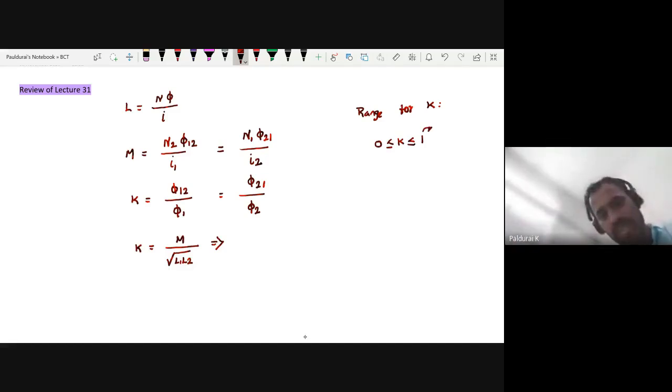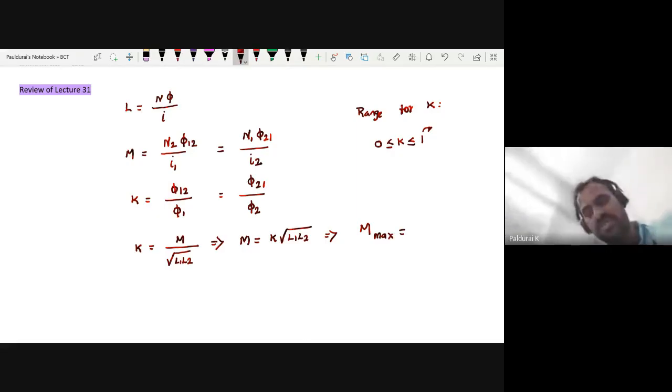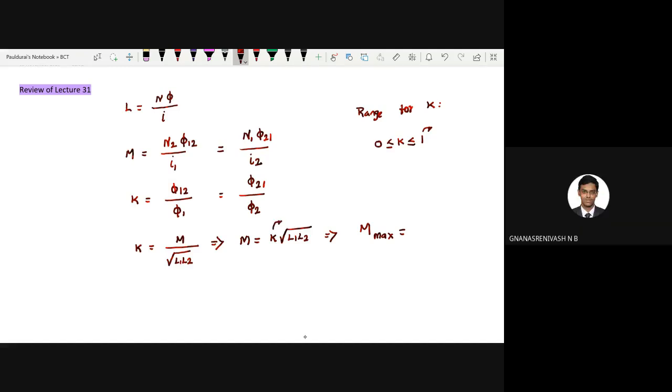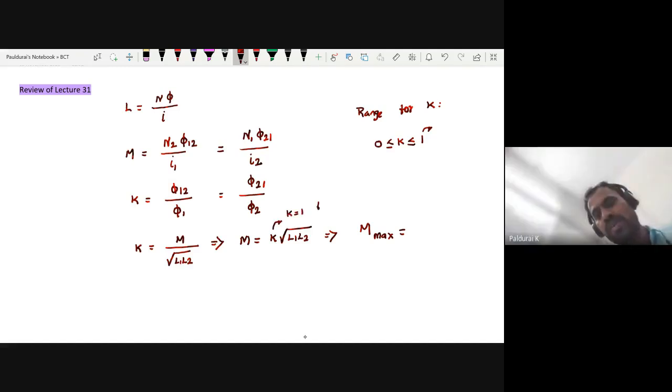Now my question: from this, what is the formula for mutual inductance? M equals K times the square root of L1 L2. What is the maximum mutual inductance that can exist between two coils? What is the value for maximum K? It is 1. So K equal to 1 for maximum, and it becomes 1 times the square root of L1 L2.